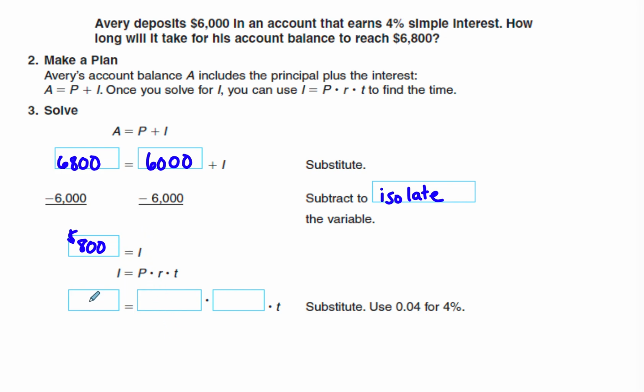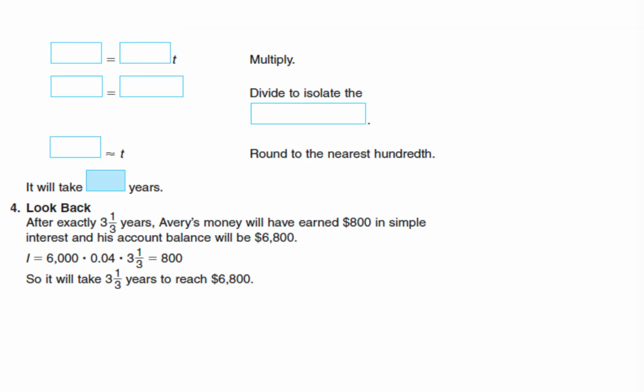All right, we know our interest, $800. That's how much we need. We know our principal, $6,000, at the beginning of the problem. And we know our rate, which is 4%, and we do need to put it in decimal form, 4/100. So 800 equals 6,000 times 4/100. All right, so I'm going to rewrite that here.